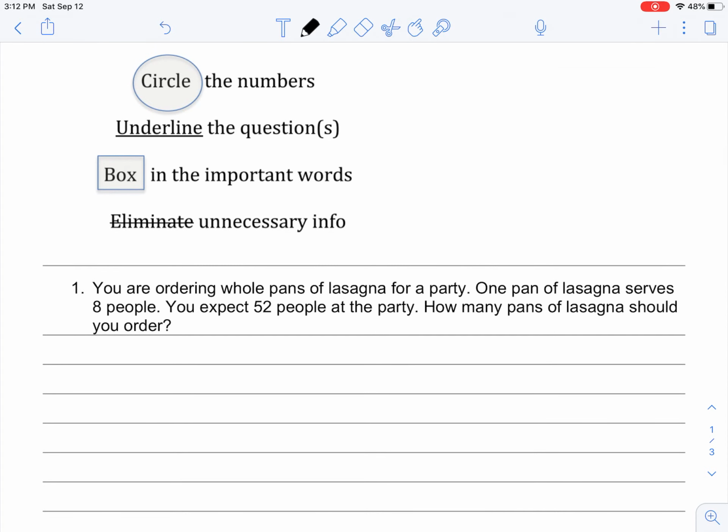So here's my word problem. You're ordering whole pans of lasagna for a party. 1 pan of lasagna serves 8 people. You expect 52 people at the party. How many pans of lasagna should you order?